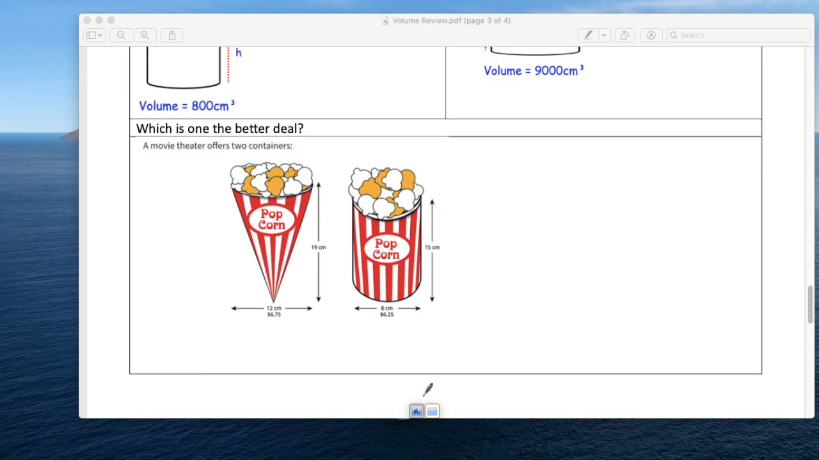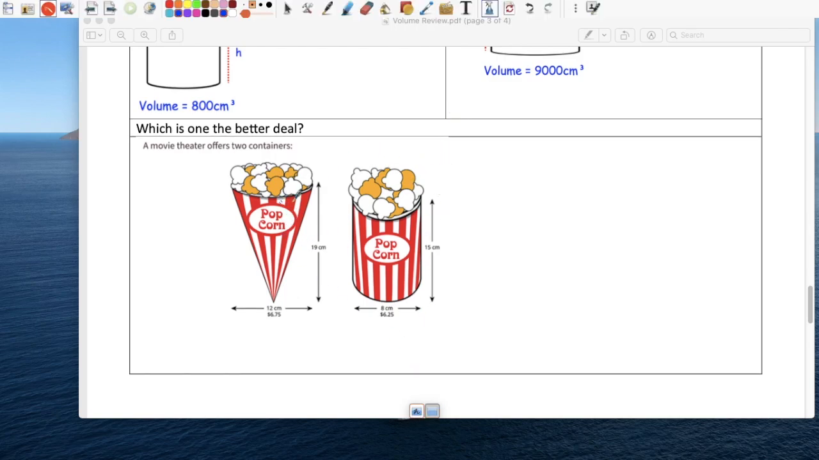Alright, so a little bit of everything here. So let's do the cone, the popcorn in the cone. So volume equals 1/3 pi r squared h. What's the radius? The radius is 6, right? Because that's the diameter. So we want 6, and the radius is 4 over here. So 6 to the second power times height, which is 19.